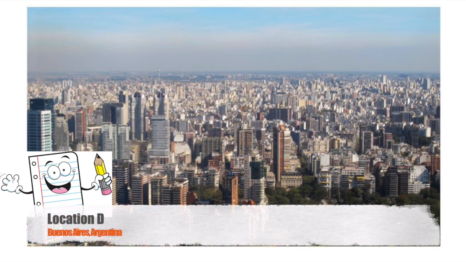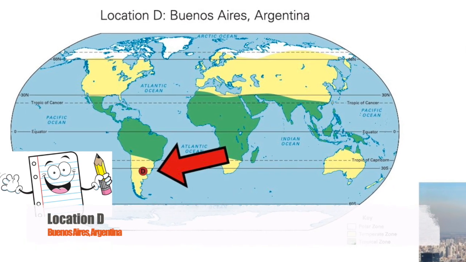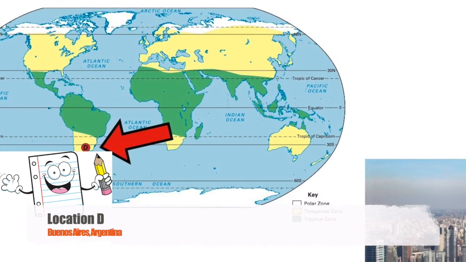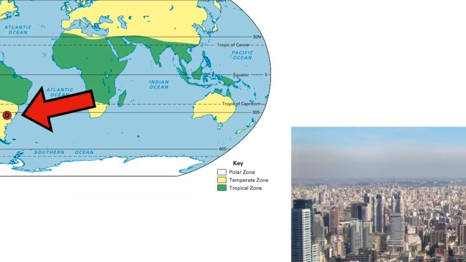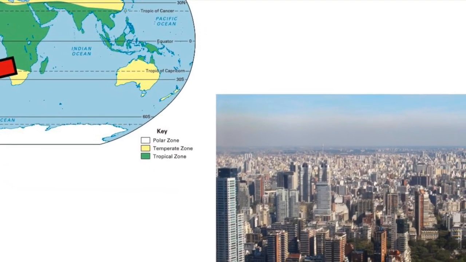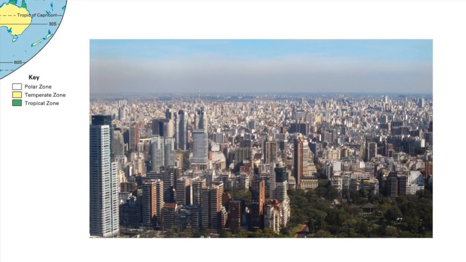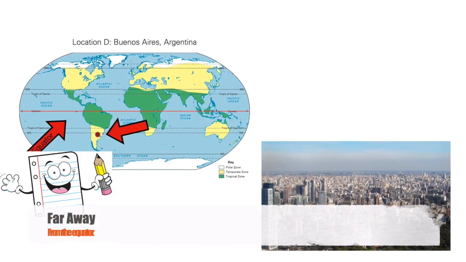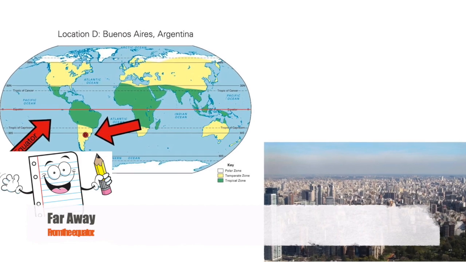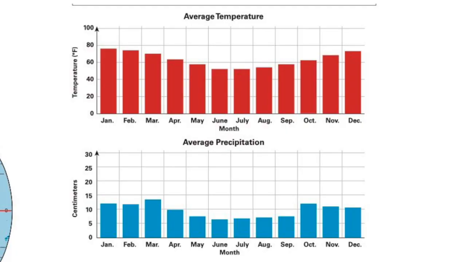We have just landed in the capital of Argentina, Buenos Aires. This city sits on the east coast of Argentina, next to the Atlantic Ocean. Almost 3 million people live there. That's a lot of people. Buenos Aires is pretty far away from the equator. Look at the temperature in Buenos Aires.